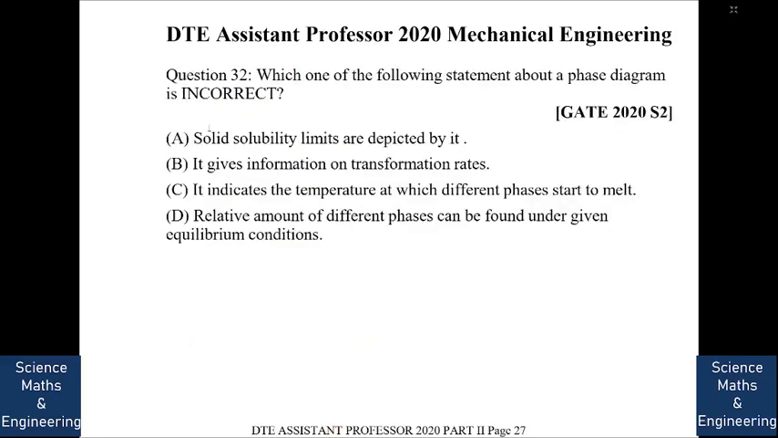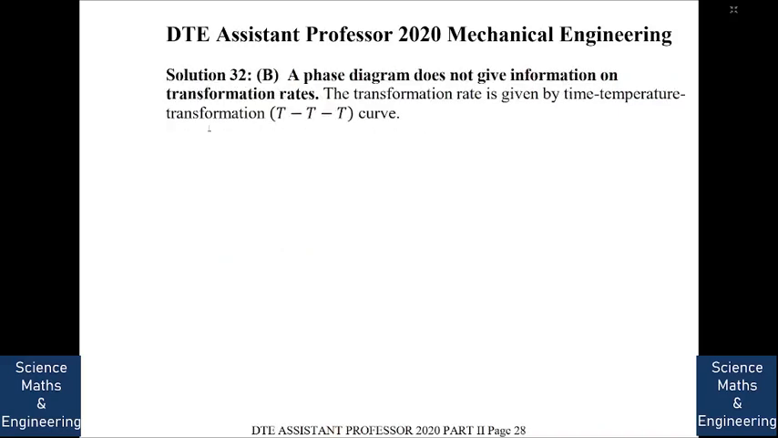Next question. Which one of the following statements about a phase diagram is incorrect? A. Solid solubility limits are depicted by it. B. It gives information on transformation rates. C. It indicates the temperature at which different phases start to melt. And D. Relative amounts of different phases can be found under given equilibrium conditions. So the answer is that a phase diagram does not give information on transformation rates, and for transformation rates we have the time temperature transformation or TTT curve, and all other options were true.